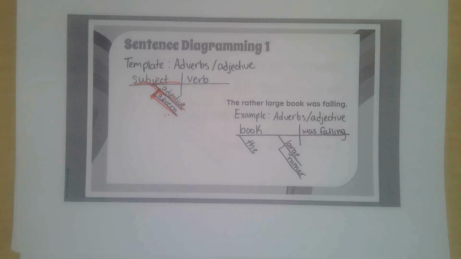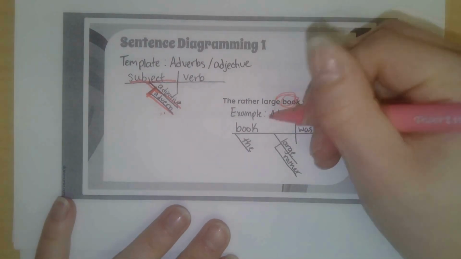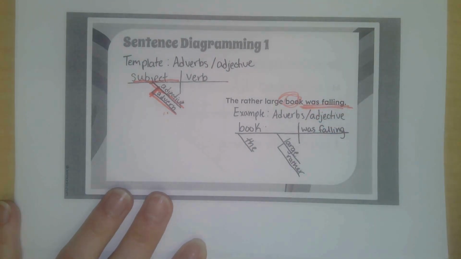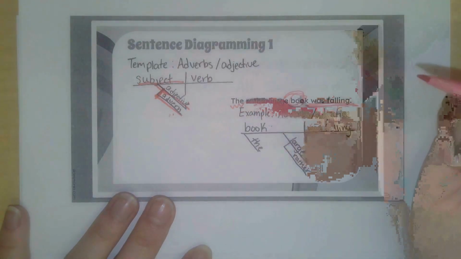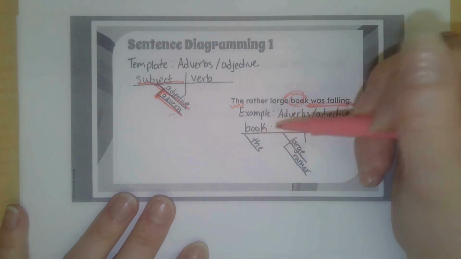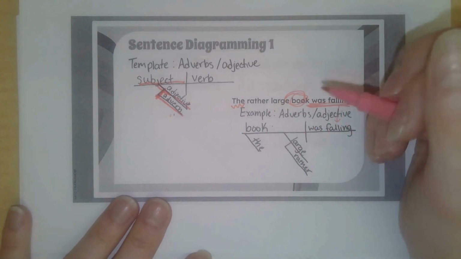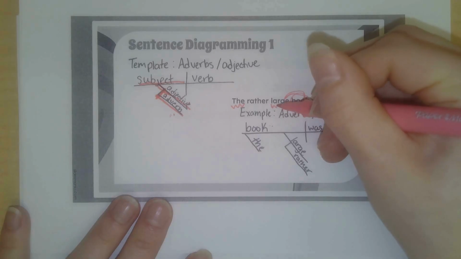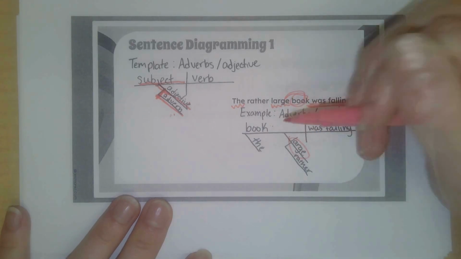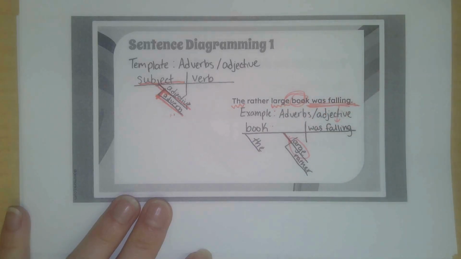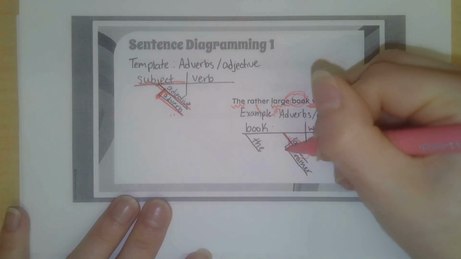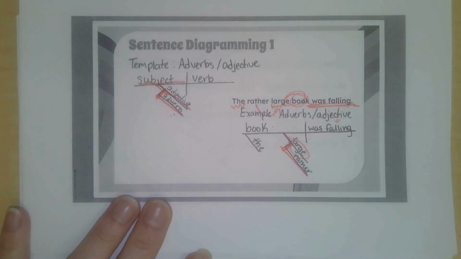So for example, the rather large book was falling. Book is our subject, it goes right there. What is it doing? It was falling, verb phrase. So that's going to go right there. Then we have the adjective describing the book. Which book is it? It's the book. Then we have rather and large. Which one is describing the book? It's large. It's not a rather book, it's a large book. So we have large connected to book. Then we have rather that's describing large. So off of large, we connect rather.